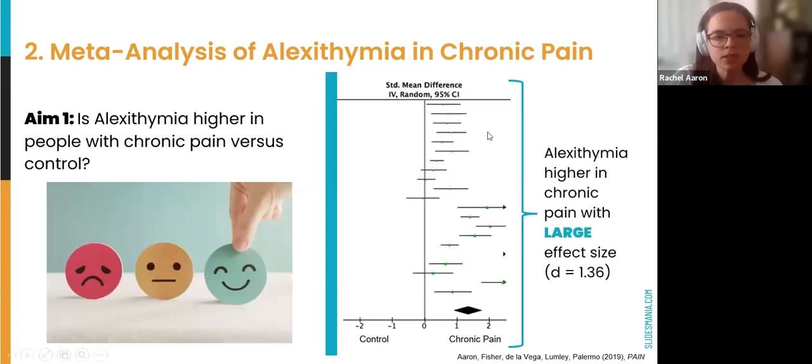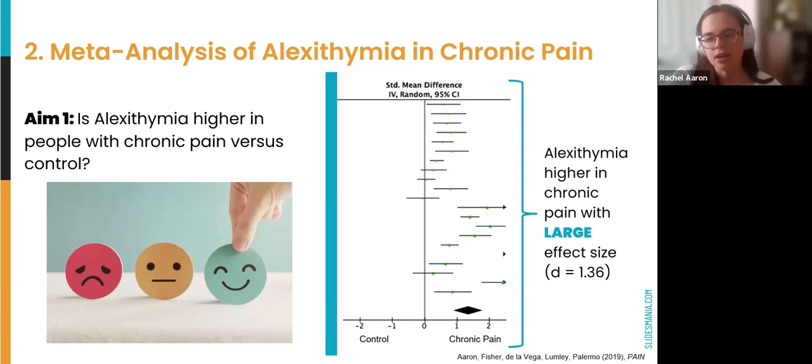The first aim was to understand whether alexithymia is higher in people with chronic pain versus controls. Again, here we used a cutoff score. The picture that you see with the lines and diamonds is a forest plot. It's a way of visually depicting meta-analytic findings, and essentially each line represents a study's mean and standard deviation. When we pool the effects across all of these studies, we see that in fact, alexithymia is higher in chronic pain with a very large effect size.